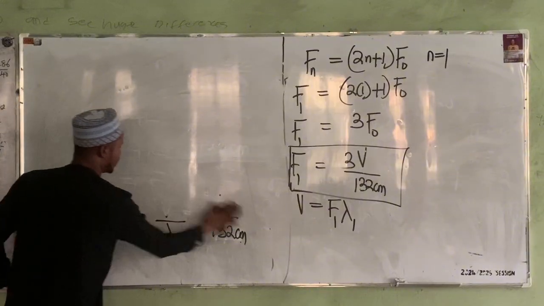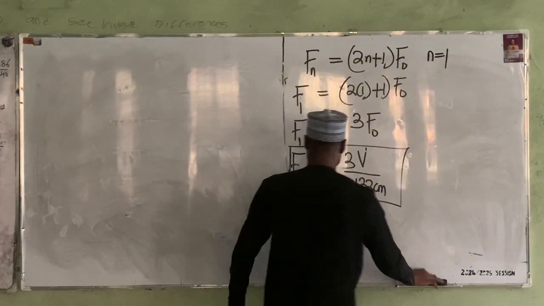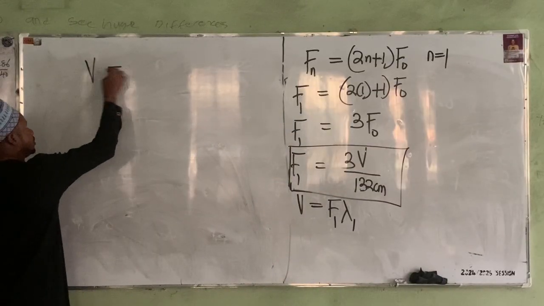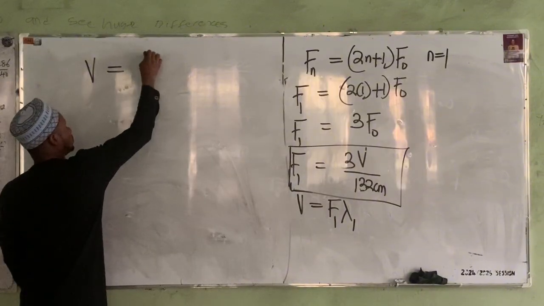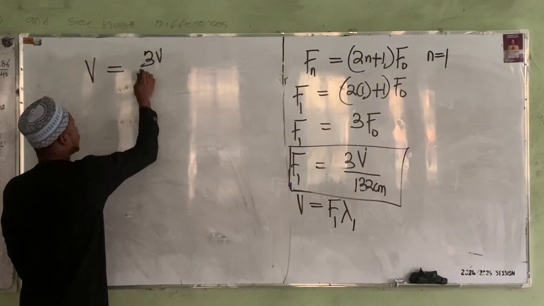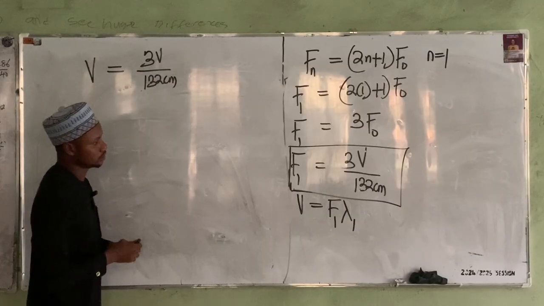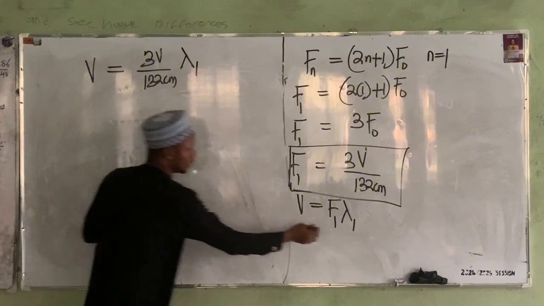Though it's a kind of complex question, just try to understand this perfectly. So class, let's represent this here. This will be V is equal to F1, which is already given to us here, that is 3V over 132 in cm. Don't forget, times lambda 1. That is this lambda 1 here.